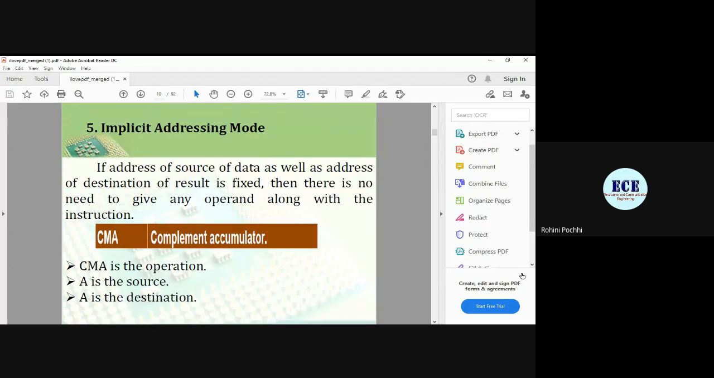Like in the instruction CMA, complement accumulator. Whatever data is present in the accumulator, its complement will be taken. If a bit is 0, it will be converted into 1, and if it is 1, it will be converted to 0. So the implicit addressing mode example is the complement of the accumulator. Here CMA is the operation, A is the source, and A is the destination.